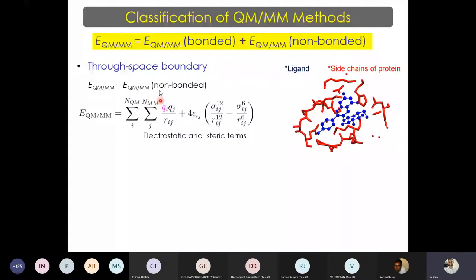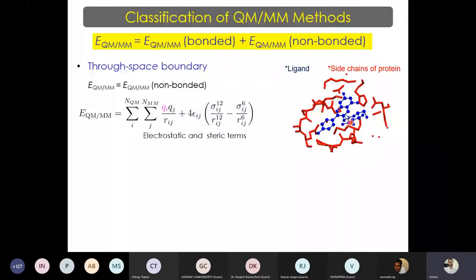One is the steric term, which is given by the standard Lennard-Jones potential. You have seen this in the force field. The only thing that you have to remember here is I and J, the atom indices. I belongs to an atom in the QM region, where I have NQM number of QM atoms and NMM number of MM atoms. So I belongs to one of these QM atoms, J belongs to one of these MM atoms. So I am talking about the interaction between the blue and the red. Not blue-blue, not red-red, because blue-blue interaction happens only within QM, red-red interaction happens only within MM. I'm talking about the interlayer interaction. So therefore, I is blue, J is red.